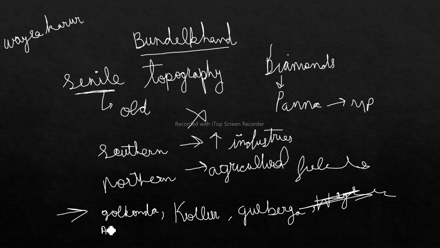So you can write that down. This is in Andhra Pradesh. Then we have Kollur also in Andhra Pradesh. So you can remember them as examples. Then we have Gulbarga in Karnataka. Vajra Karur is again in Andhra Pradesh. So we can see that the mines are going to areas like Vajra Karur, Gulbarga in Karnataka, and Panna in Madhya Pradesh. So you can see the extent to which the Bundelkhand plateau is spread.